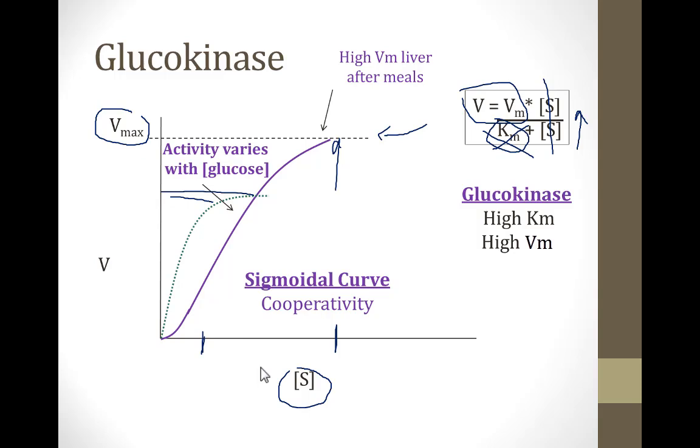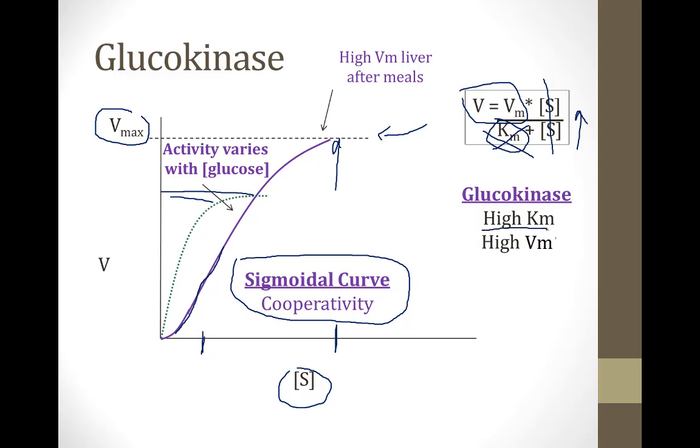And then a final feature to know about of glucokinase is that it has a sigmoidal curve. This means the enzyme demonstrates the phenomenon of cooperativity. Once it binds its first molecule of glucose, it then becomes more active and can more rapidly begin to ascend towards its Vmax. So I've summarized these points for you here.